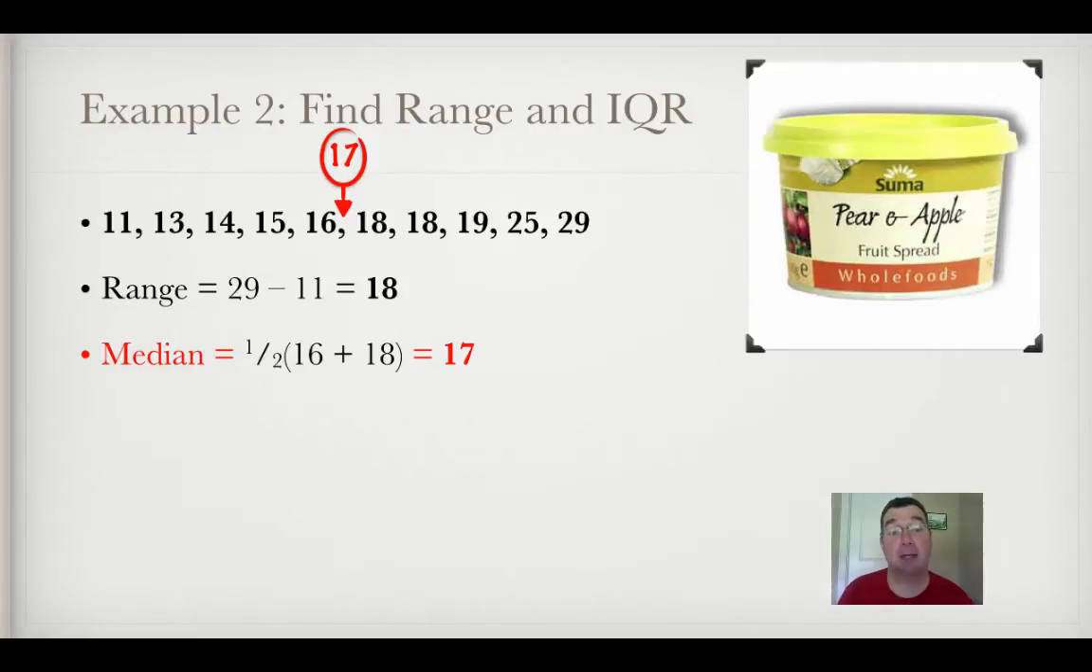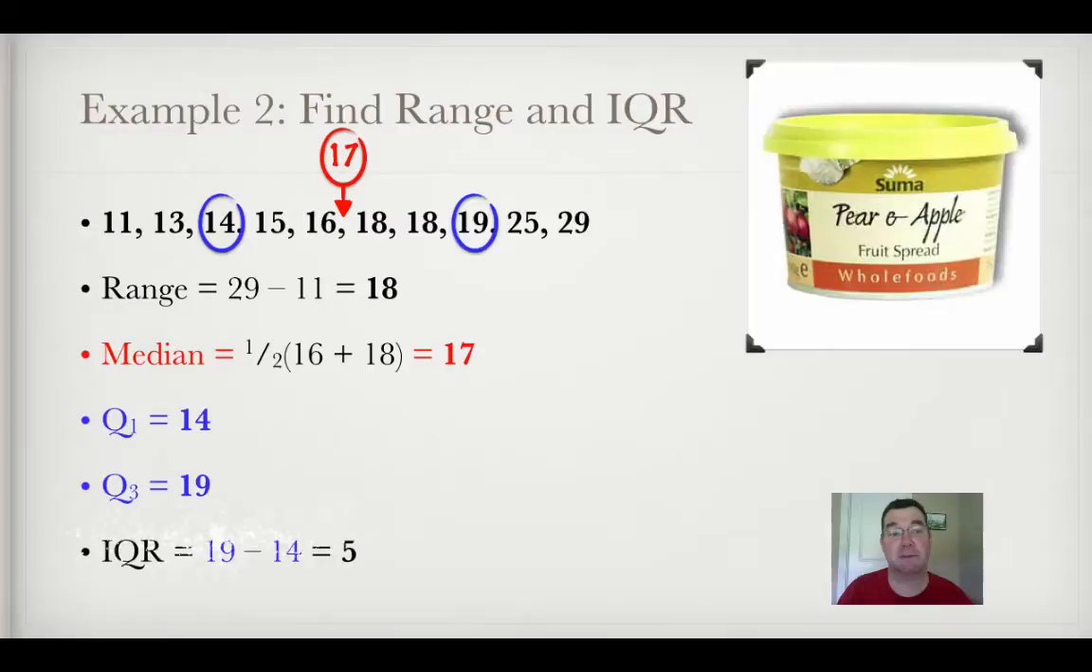halfway between them. So when it comes to splitting the list in half, I'll ignore the 17, but it wasn't really a number in my list, so there's really nothing to ignore, and I can pretend that each half of the list has 5 numbers. So I carry on and figure out the median of each half of the list. The median for the lower half is 14, the median for the upper half is 19, and the interquartile range is the difference between those two, and that's 5.